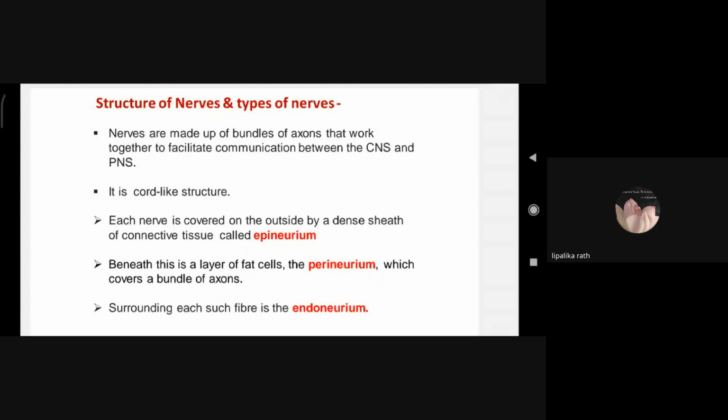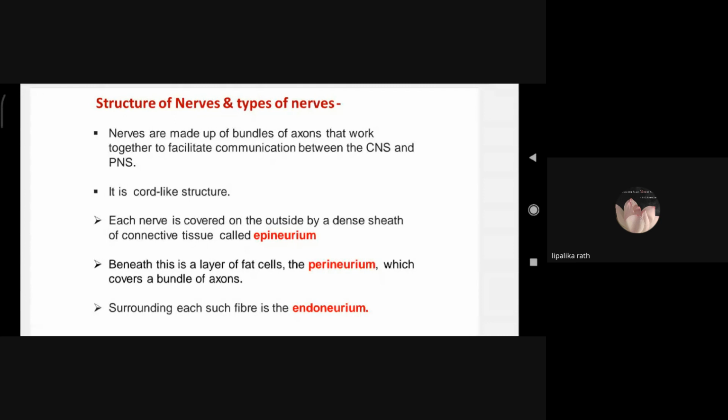Each nerve is covered on the outside by a dense sheath of connective tissue called epineurium. Same we have seen in case of muscles. What is the outermost layering of muscle? Epimysium, ma'am. Yes, you please be confident. You are right. Epimysium. Very good. So the same thing. The outermost layer is always known as epi, and the innermost layer is always known as endo.